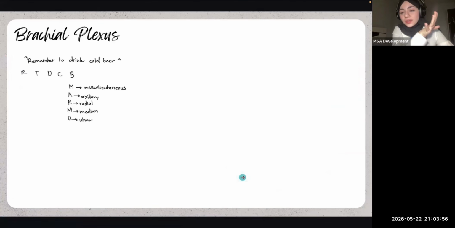Now, I don't believe in just memorizing from pictures. I really think that anatomy should be drawn, which is why we're going to draw the brachial plexus together. I hope you guys have a pencil and pen following with this. So first of all, put to your side, remember to drink cold beer, RTDCB. So you know, root, trunk, division, cord, and then branches. And for the branches, we have important terminal branches. I want you to write the mnemonic MARMO, so musculocutaneous, axillary, radial, median, and ulnar. And we'll see where they come from.